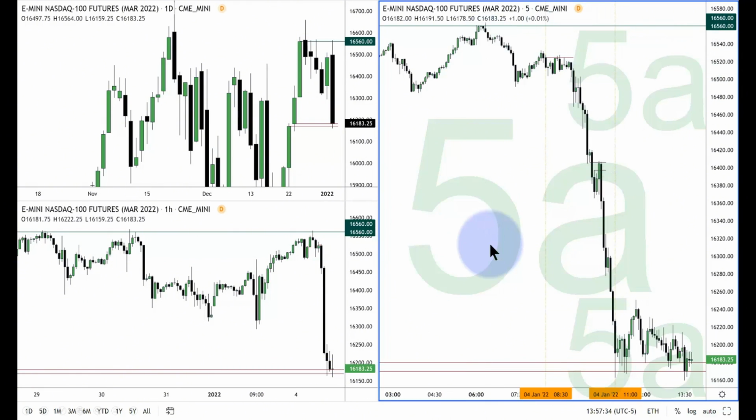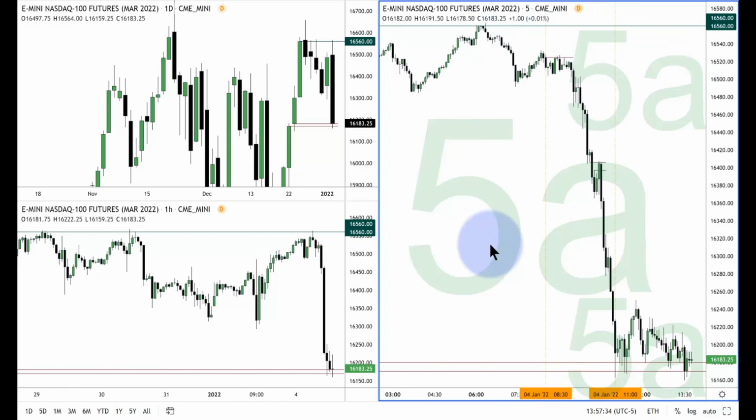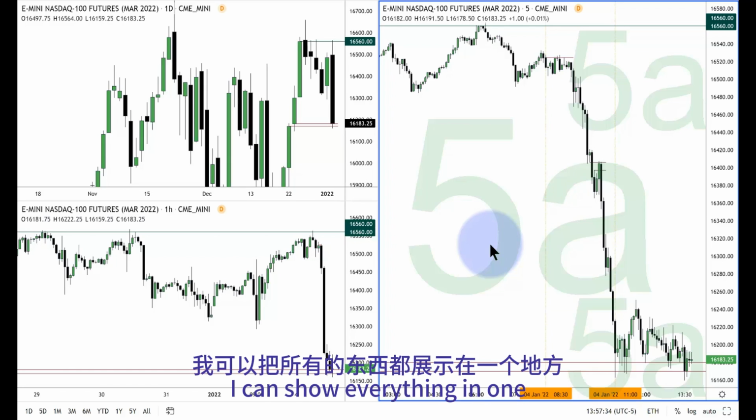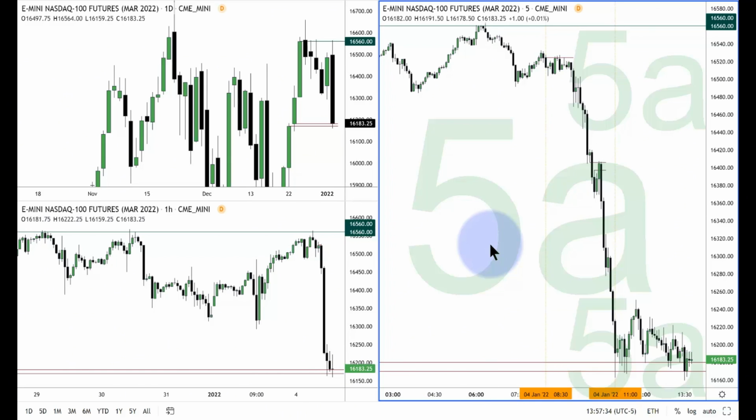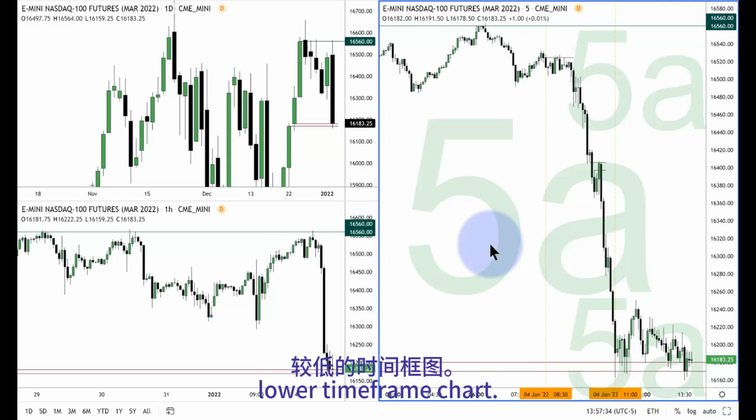Now, if you don't have a membership at TradingView that allows you to do this, it's not important. I'm just doing it so that way I can show everything in one thing, where usually I would show like a daily chart, then an hourly chart, and then a lower time frame chart.